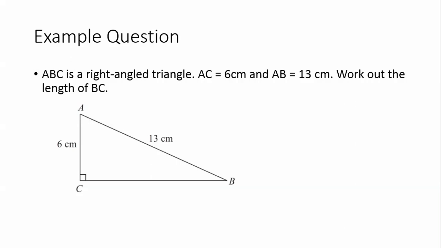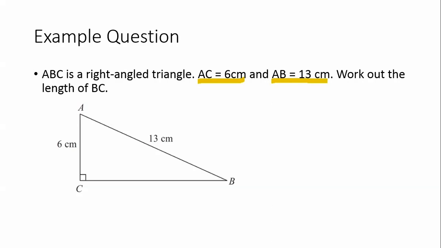ABC is a right angled triangle. AC is equal to 6 centimeters and AB is equal to 13 centimeters. Work out the length of BC. Let's first understand the sides which are mentioned in the question right here. AC is equal to 6 centimeters. AB is equal to 13 centimeters.